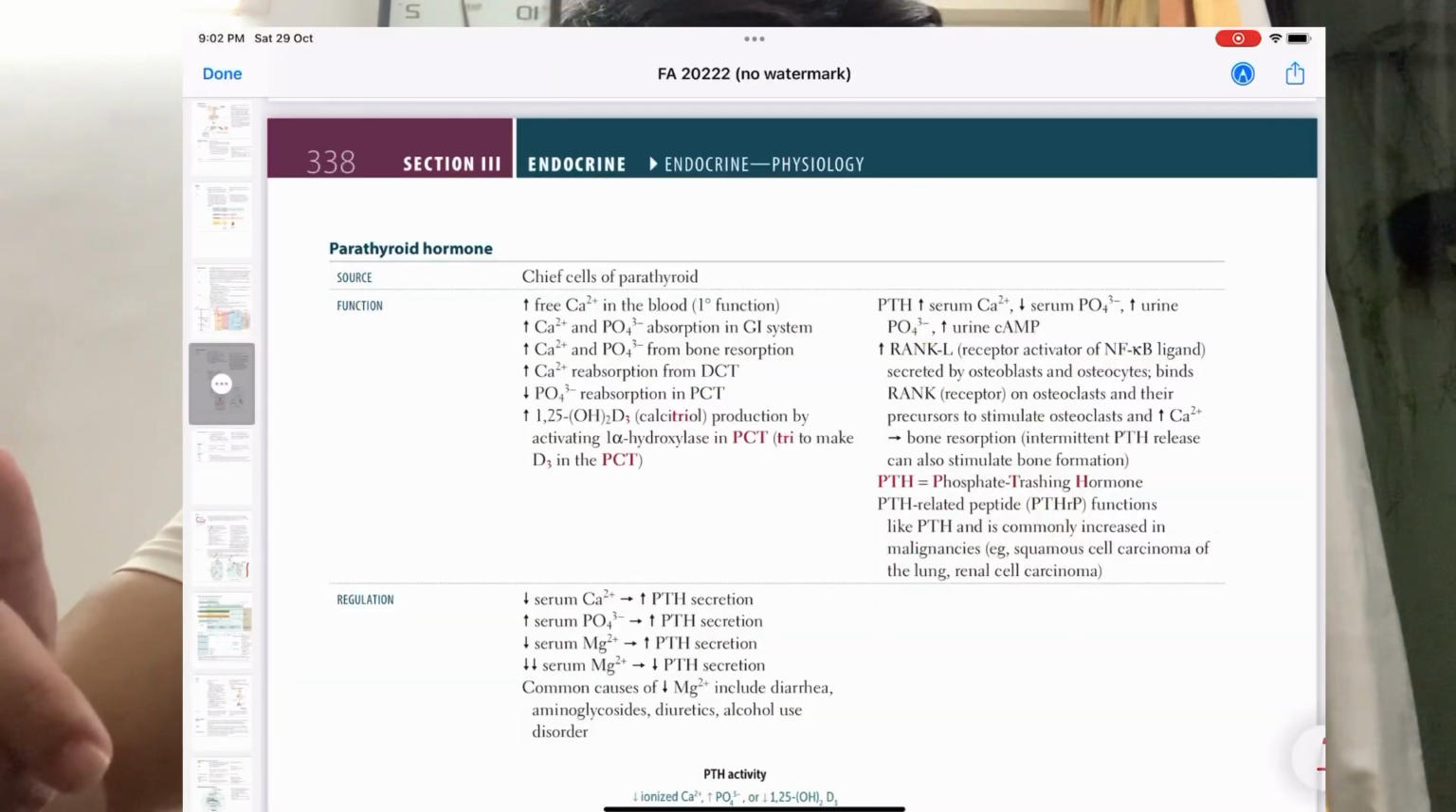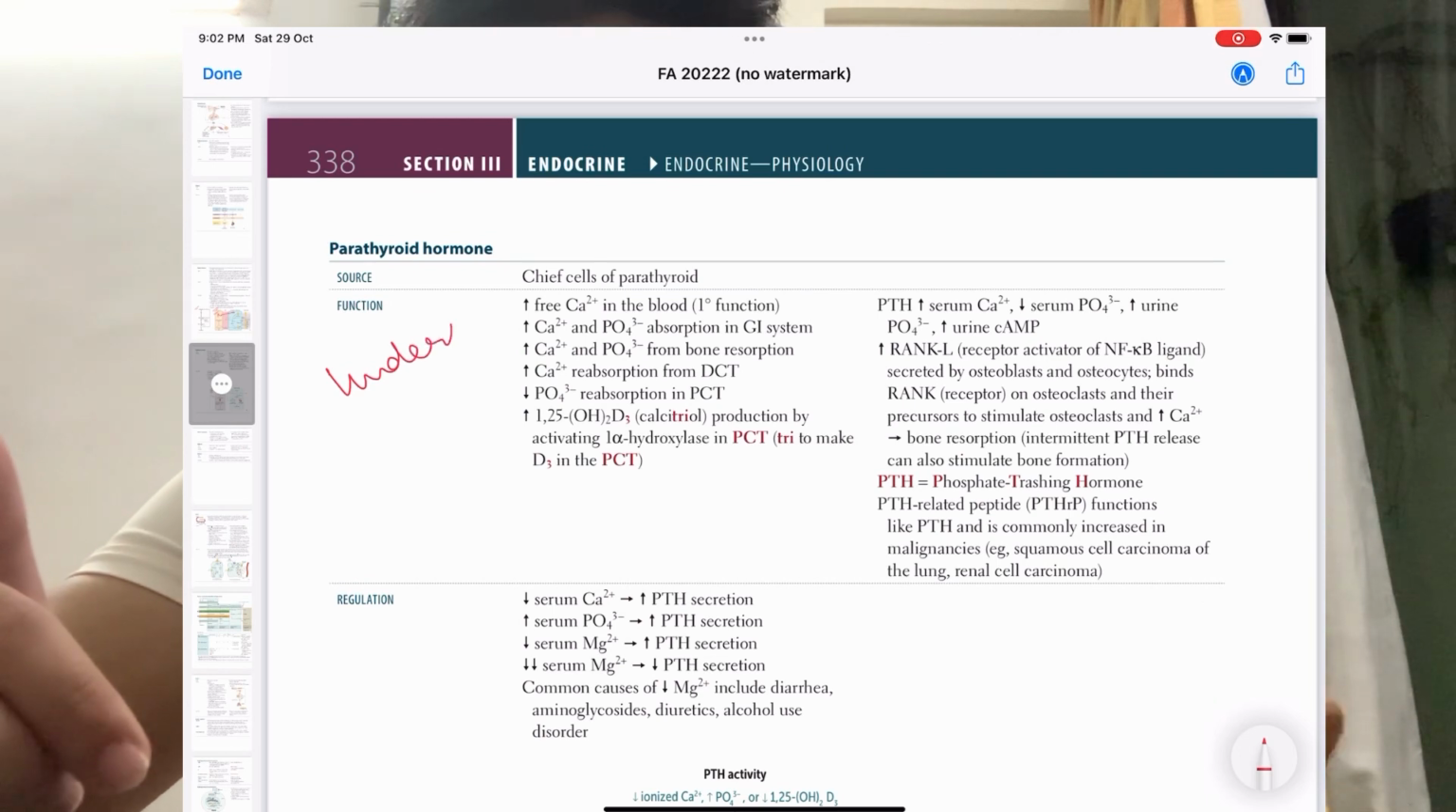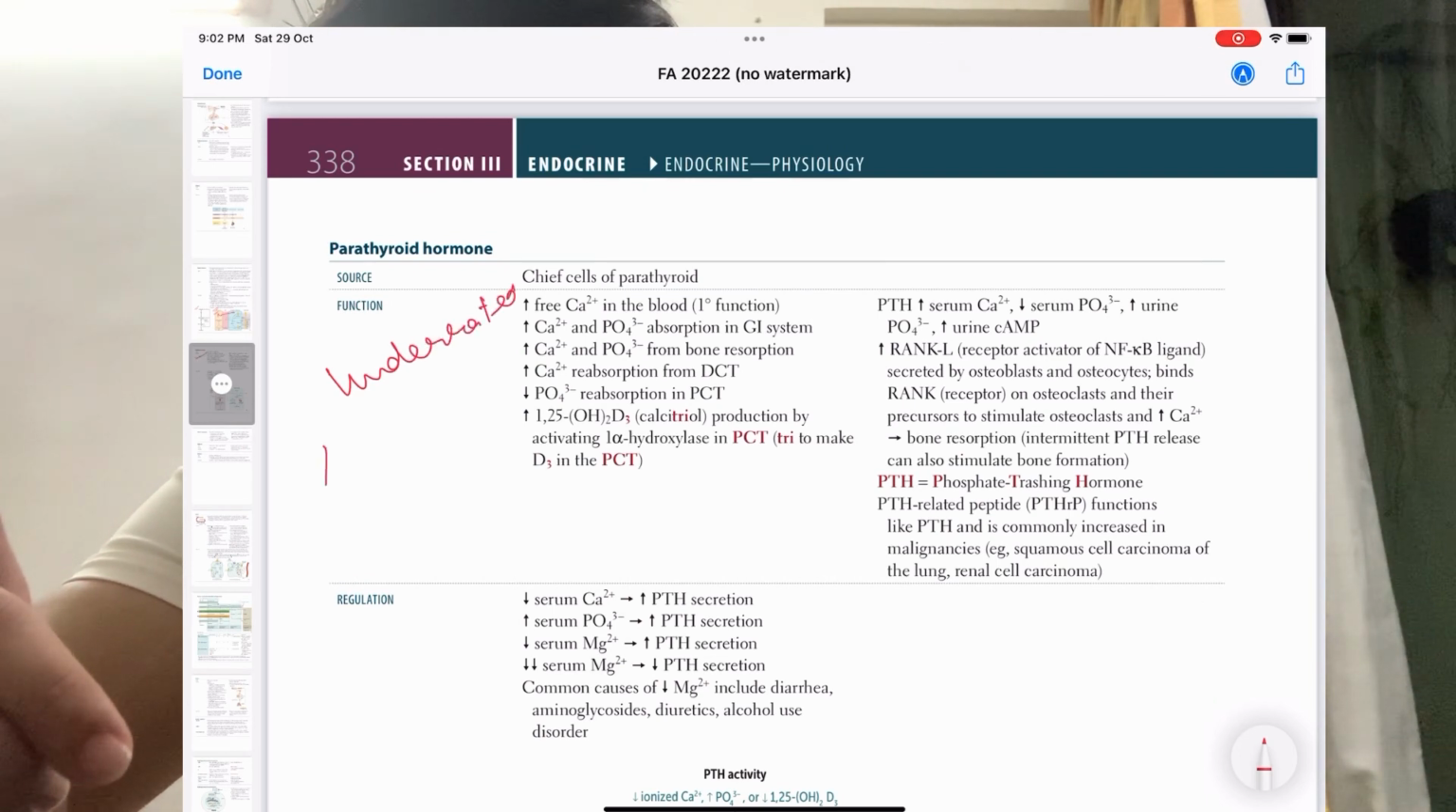Coming to the parathyroid hormone, it is one of the underrated hormones, but questions are asked frequently. So you need to be aware of vitamin D metabolism, calcium and parathyroid hormone metabolism in the body, the osteoclast activity, and everything. Okay, so this is very high yield and very underrated.